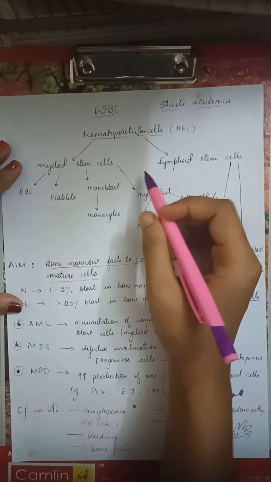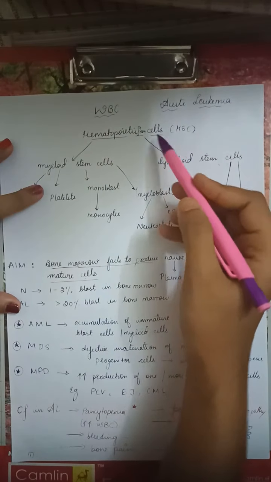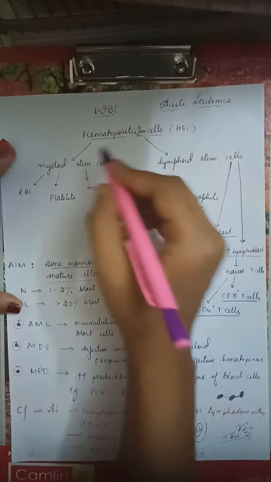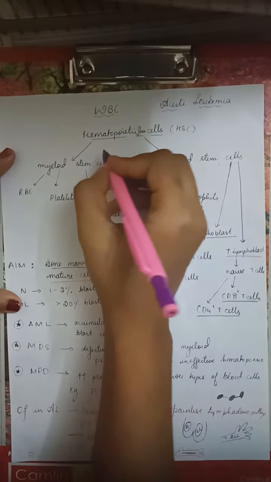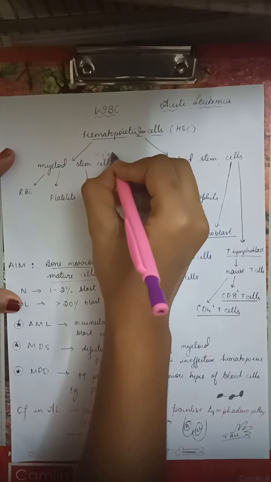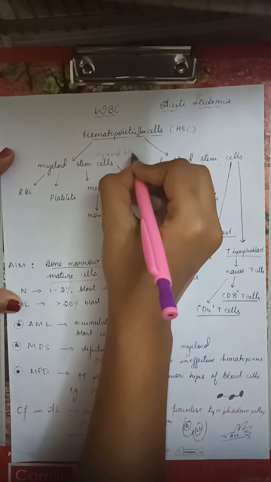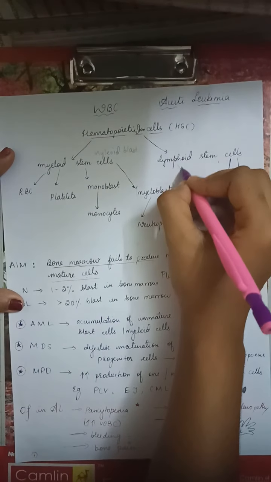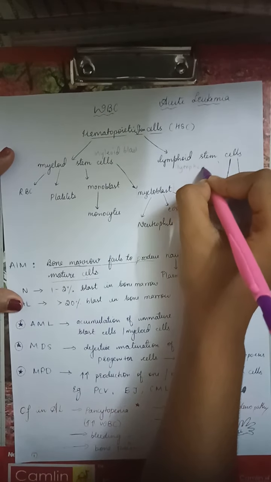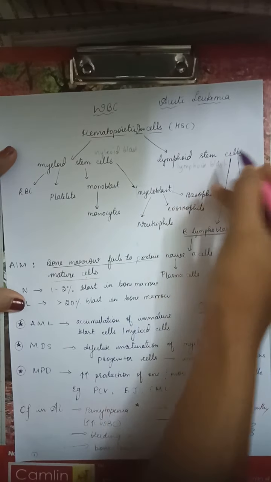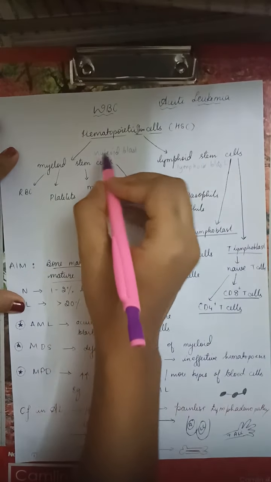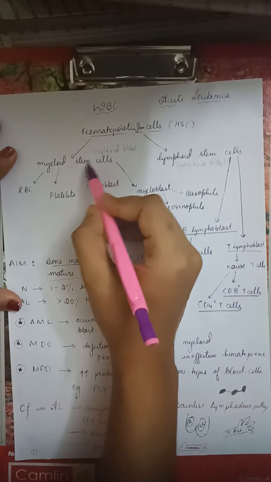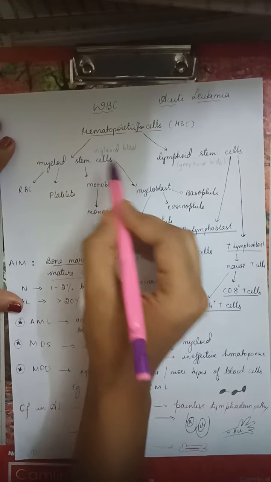When I'm considering hematopoietic stem cells, they will divide into myeloid stem cells and lymphoid stem cells. Myeloid stem cells are also known as myeloid blast, and lymphoid stem cells are also known as lymphoid blast. Remember, it's not myeloblast, it's myeloid blast or lymphoid blast. Okay, then these myeloid stem cells, these are progenitor cells.